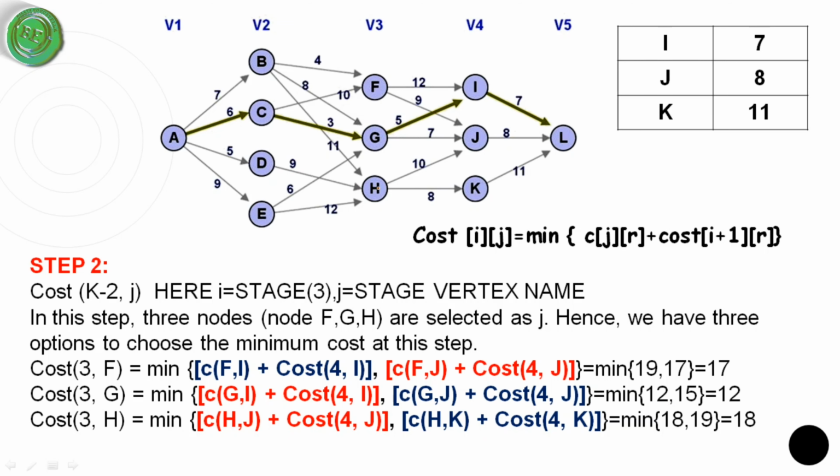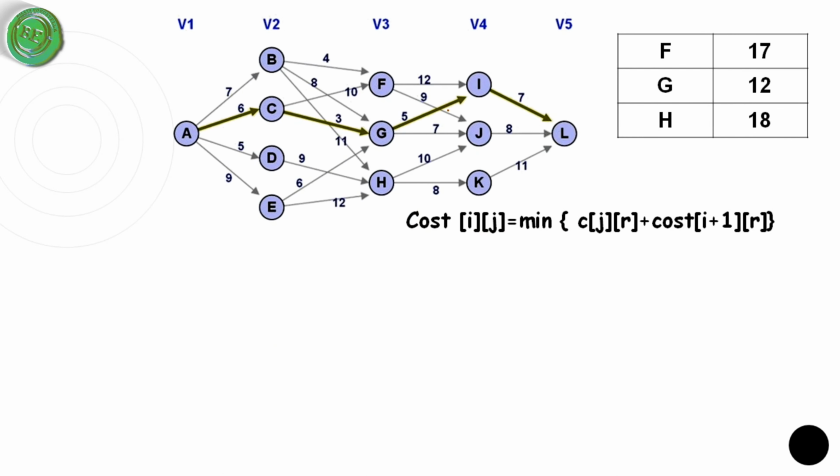Similarly H. So here I am saying directly. So 10 plus J vertex cost is 8. So 10 plus 8 is equals to 18 and h to k, its value is 8. 8 plus 11 is equals to 19. So we are going to select the minimum one. So 18 is selected. So again these values are tabulated for finding the cost of second stage vertices. So in this second stage we have f, g, h values as 17, 12 and 18. So by using these values we are going to calculate the cost of each vertex.